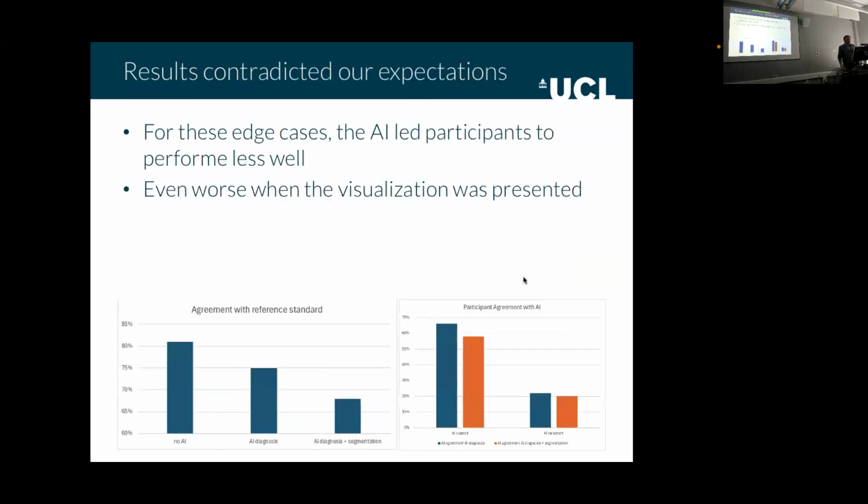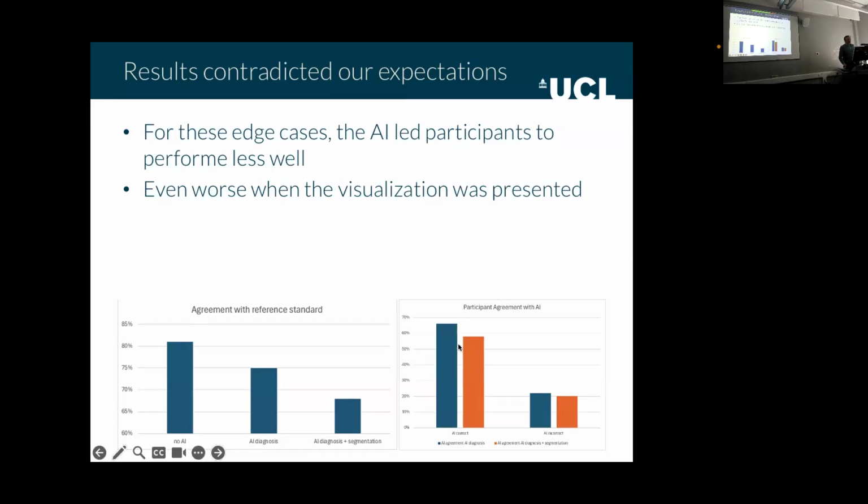To our surprise, it didn't. In fact, we found that, as you can see from these bars, in the no AI condition, participants performed better, around 80%, than when they also saw the AI diagnosis. And they did even worse when they saw the AI diagnosis and the segmentation. So this seems to be misleading.